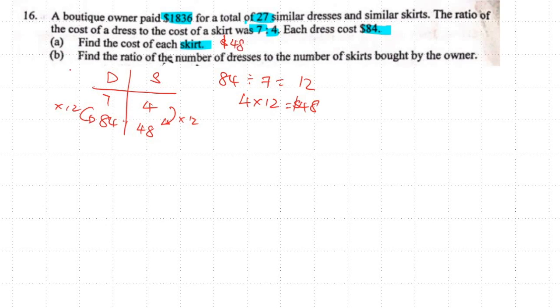Okay, this is A. And then B is asking you what is the ratio of the number of dresses and skirts bought by the owner. Okay, I'm going to tell you my mistake.